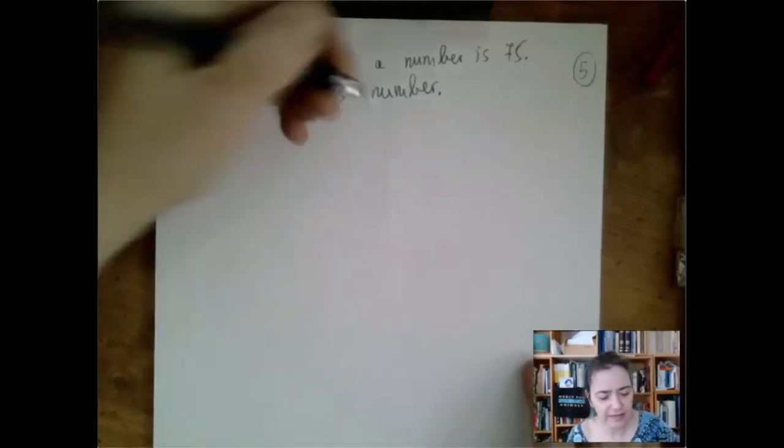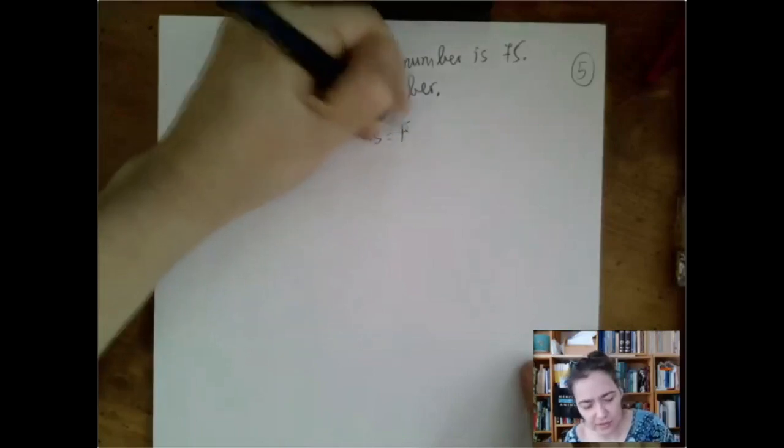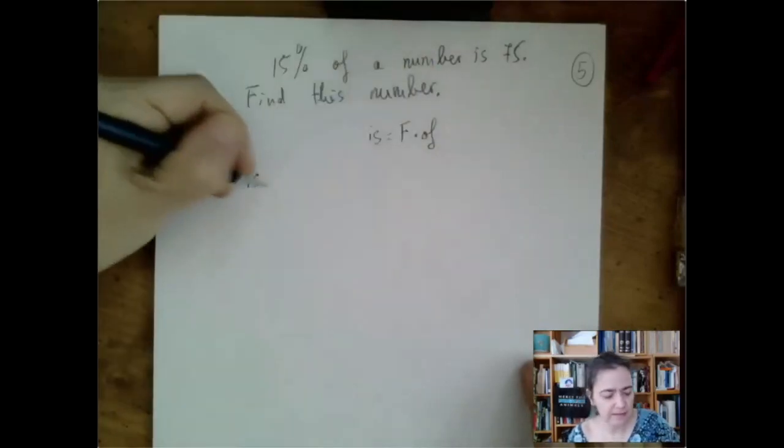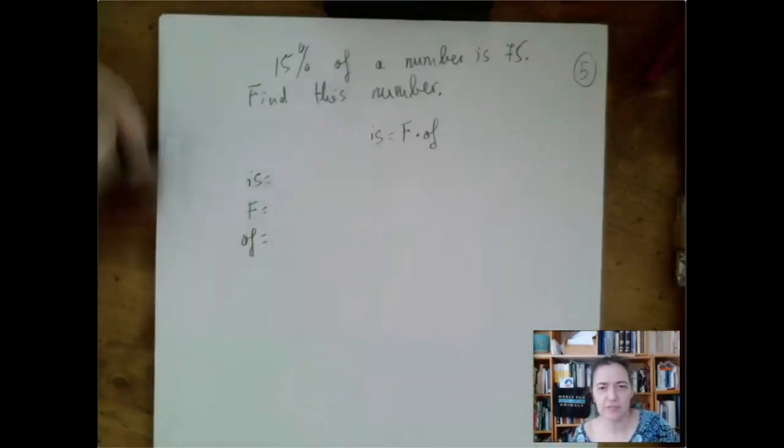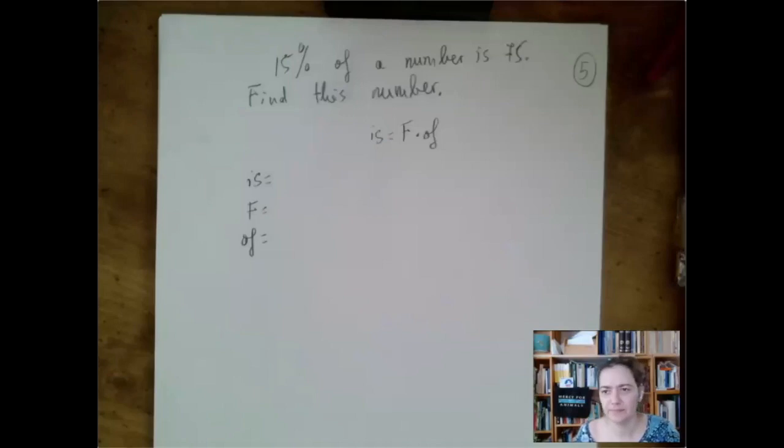All right, so is equals fraction times of. Who is who in this little table? Is is 75.